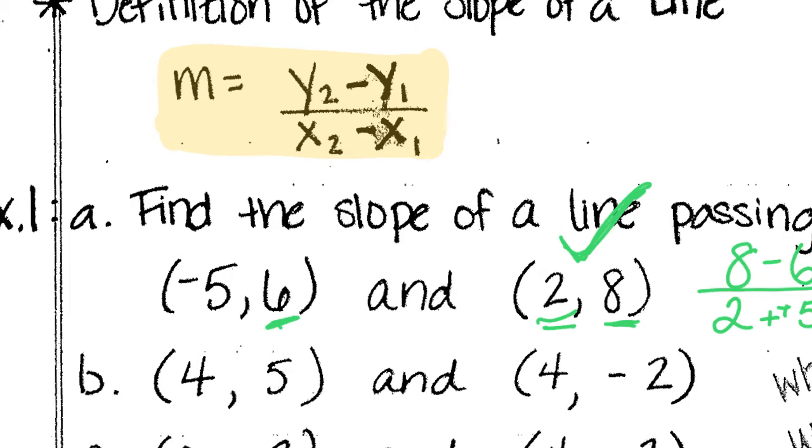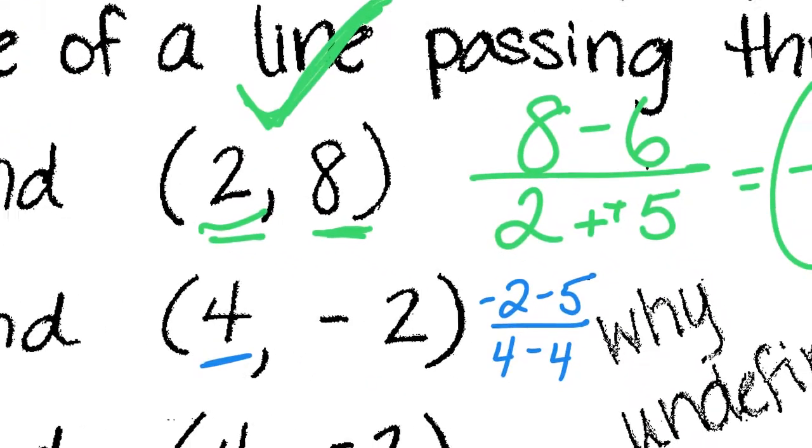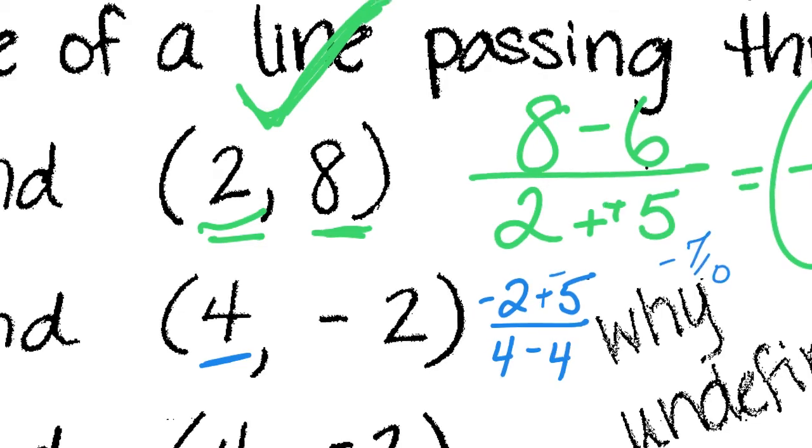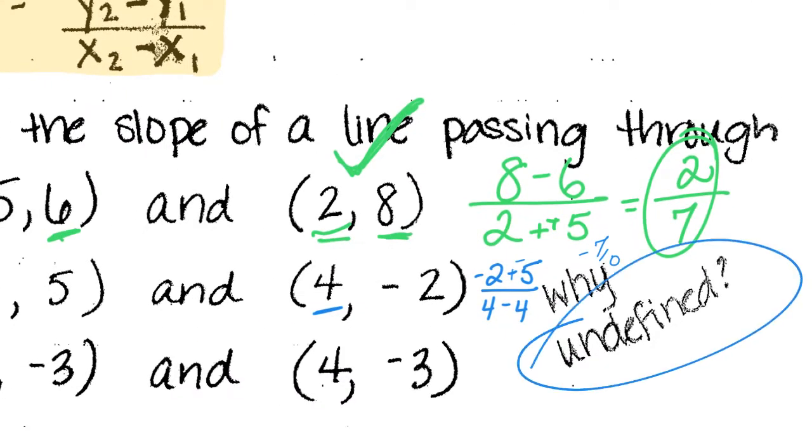On the top of the vinculum, I'm going to have negative 2 minus 5. On the bottom of the vinculum, notice I'm starting here. I have 4 minus 4. So what's happening with this question? I get 0 on the denominator, right? Okay, so we end up getting, I believe this is negative 7 over 0. And I have a little question here. Why is this undefined? Anytime 0 is in the denominator, it's going to be undefined. Just make sure you know that, because the slope in this case is undefined.